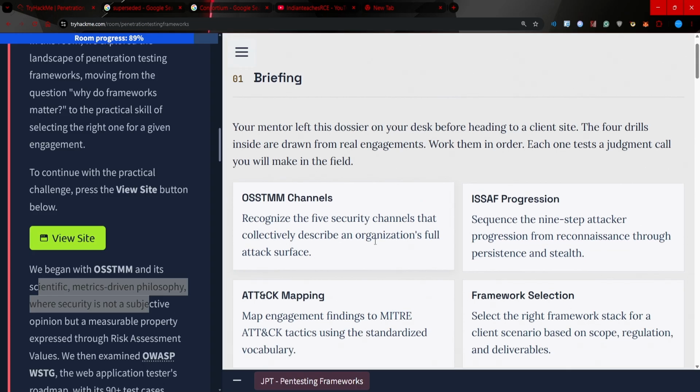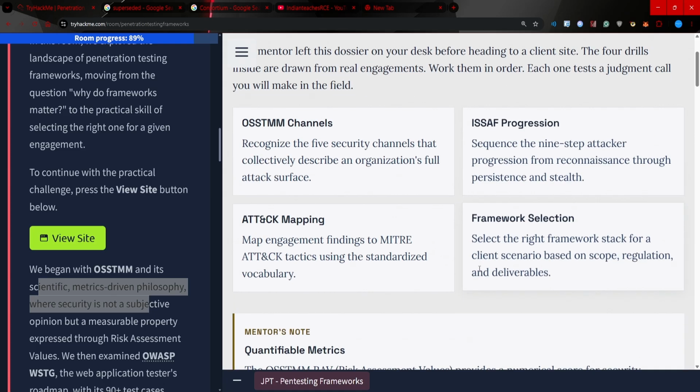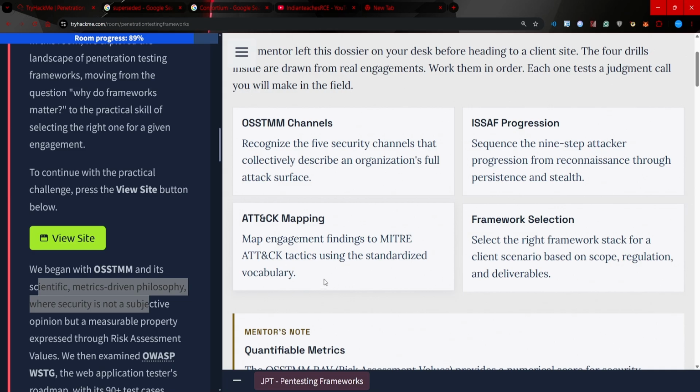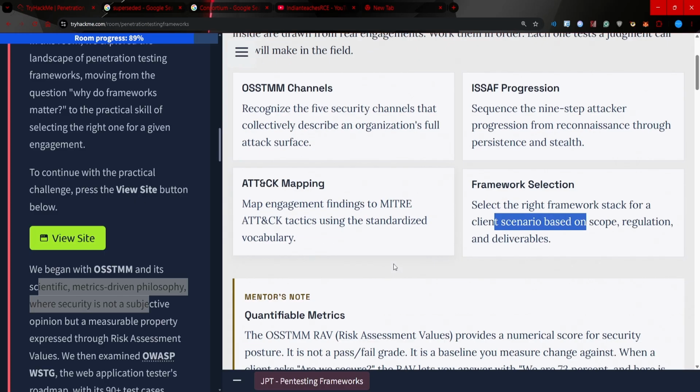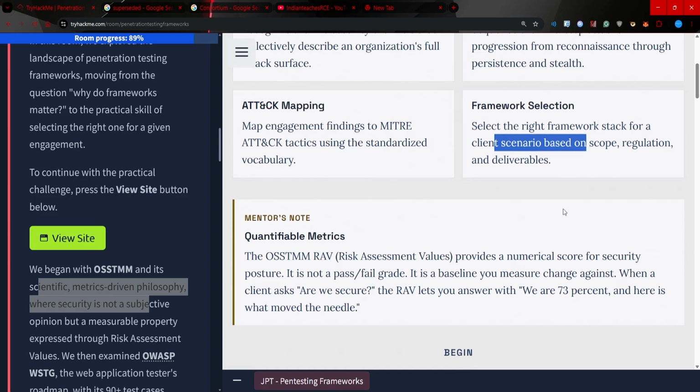OSSTMM channels: recognize the 5 security channels that collectively describe an organization's full attack surface. ISSAF: sequence the 9-step attacker progression from reconnaissance through persistence and stealth. ATT&CK mapping: map engagement findings to MITRE ATT&CK tactics using the standardized vocabulary. Framework selection: select the right framework stack for a client scenario based on scope, regulation, and deliverables.